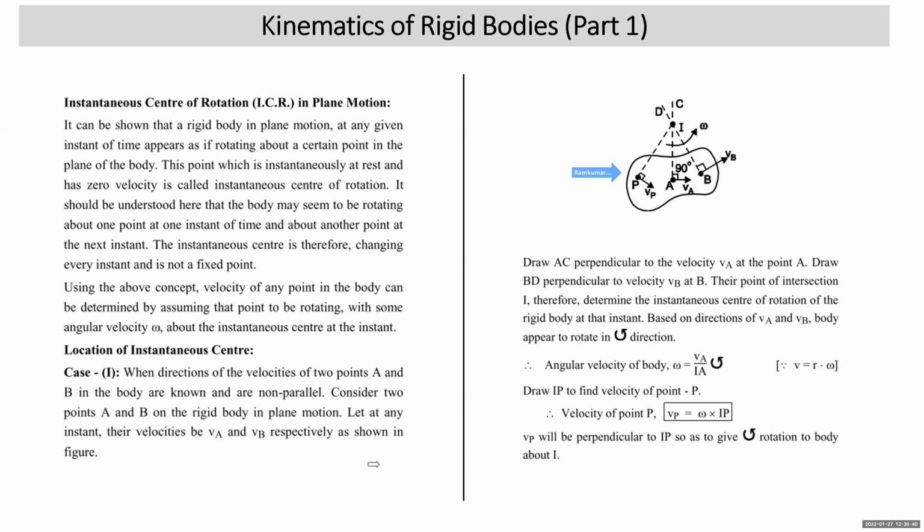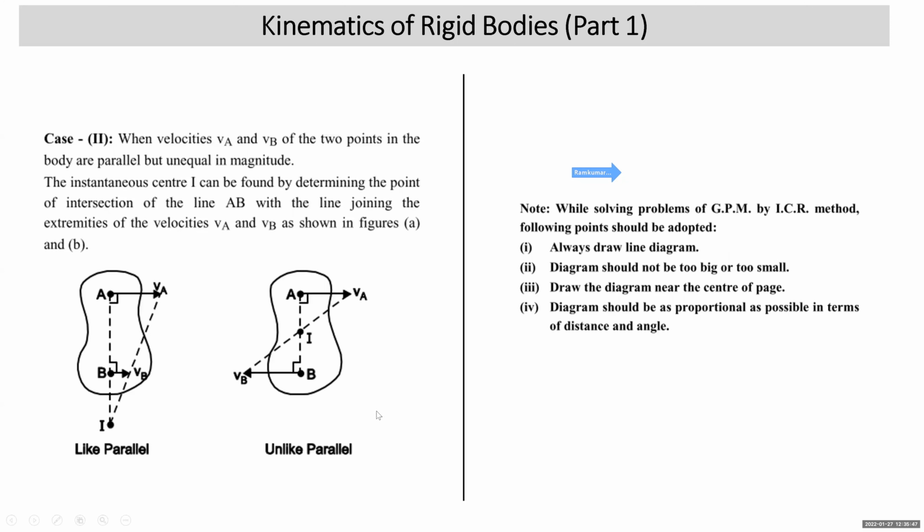All right. Now we move to the second case of locating the ICR. Here, this is the second case where the directions of velocity of the two points are given on the body which is in general plane motion, but they are parallel. In the previous case, they were non-parallel. Here they are parallel but unequal. First case is when they are like parallel. In the second case, the velocities of the two points are unlike parallel. Now, how to locate the ICR? Very simple in this case.